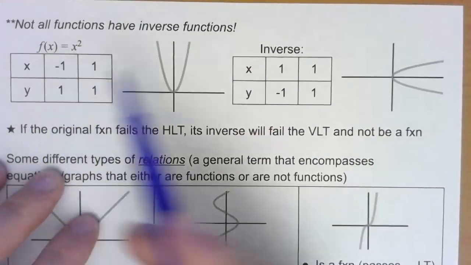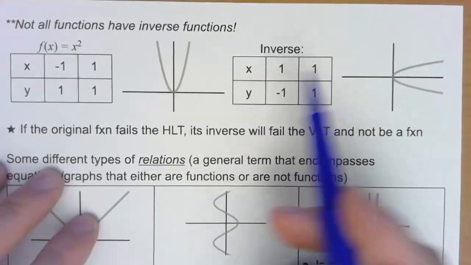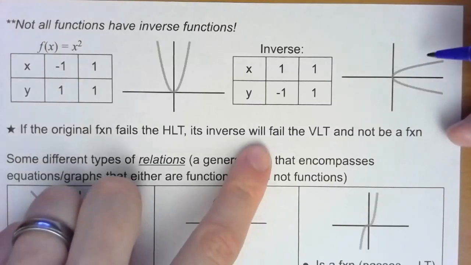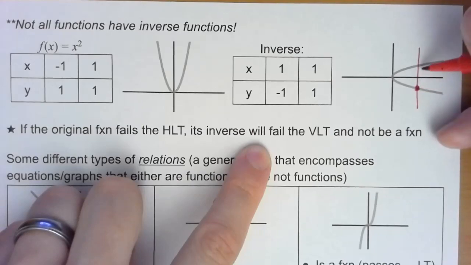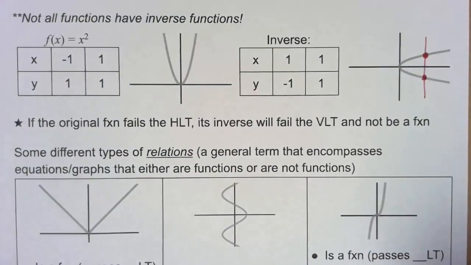So the inverse swaps the x and the y, and now see what happens. Now we've got the same x with multiple y's. Now the inverse is going to fail the vertical line test. Okay. Well, let's try to figure out a test that we could have used to figure that out.